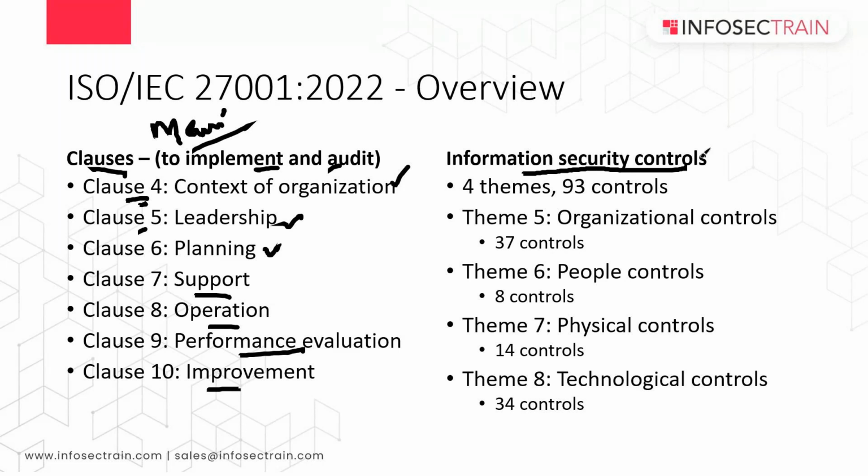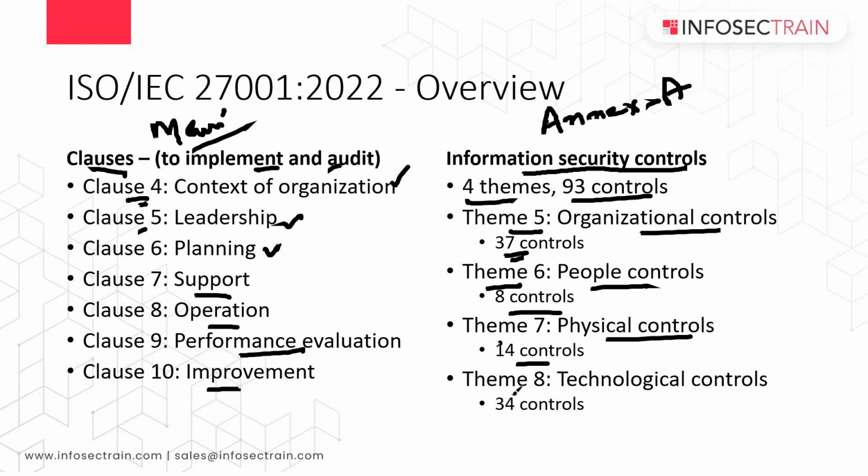Information security controls are covered in an annexure under the name Annex A. Now this annexure follows 4 themes, and in these 4 themes there are a total of 93 controls. Theme 5 is organizational controls. There are 37 controls which are categorized as organizational. Theme 6 is people controls. 8 controls are there. Theme 7 is physical controls. 14 controls are there. Theme 8 is technological controls. 34 controls are there.